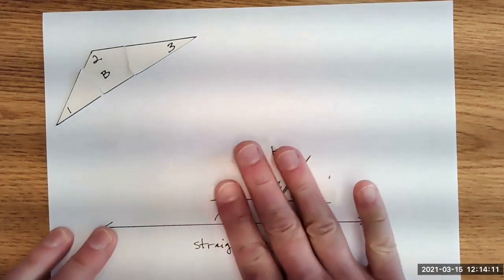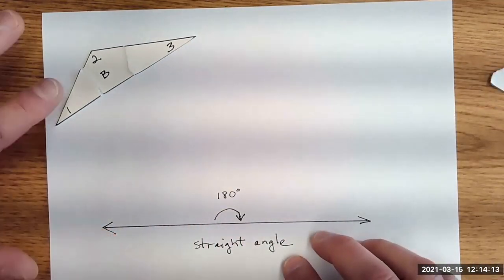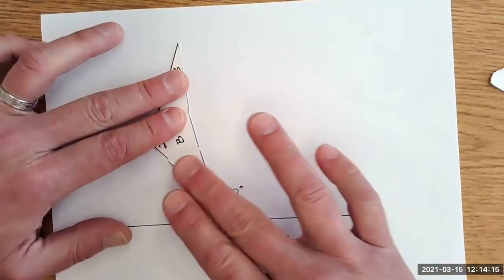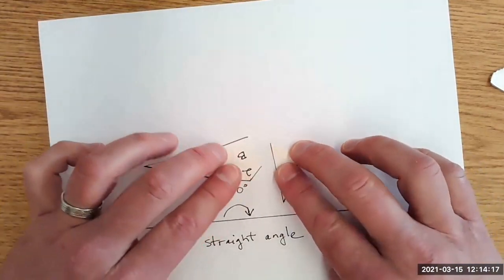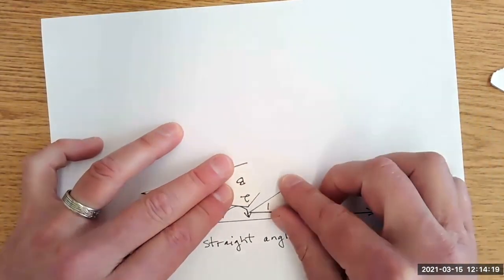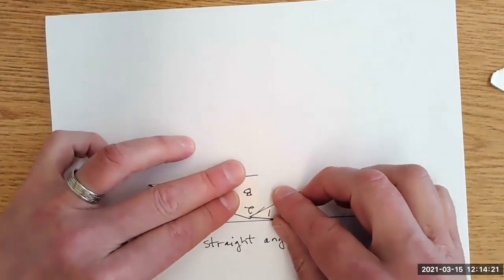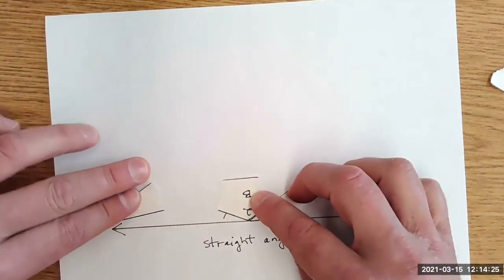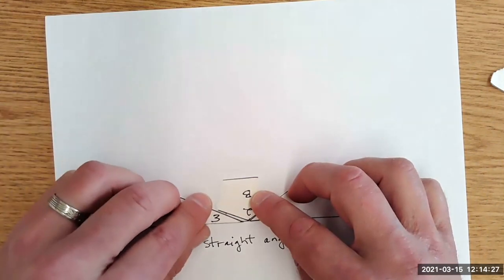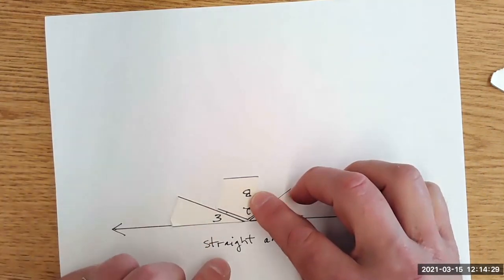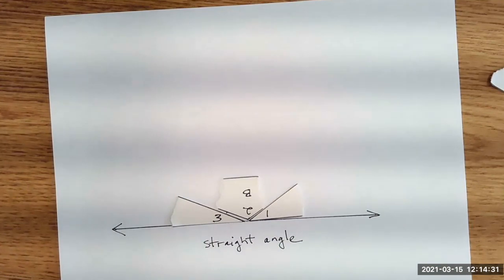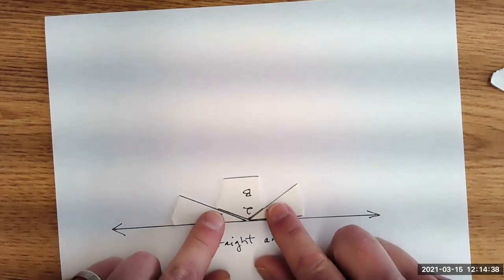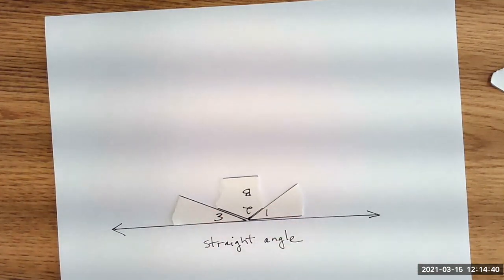It doesn't matter what type of triangle you have, whether it's obtuse, right, or acute, the sum of all the angles in a triangle add up to 180 degrees. Linear angles. Now notice I didn't say linear pair. I said linear angles. Angles that add up to a line or a straight angle.